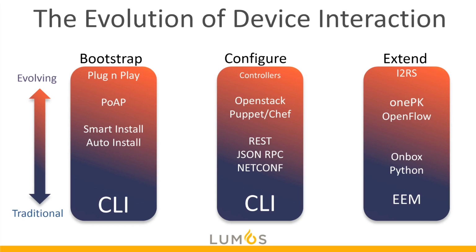So our controllers, our ultimate controllers. And then through extensibility, so things like beginning with Embedded Event Manager to on-box Python, which almost every Nexus device, NX-OS device has today, to OpenFlow or the onePK architecture, to L2RS for service providers. So these are the types of things and ways that we're evolving today.